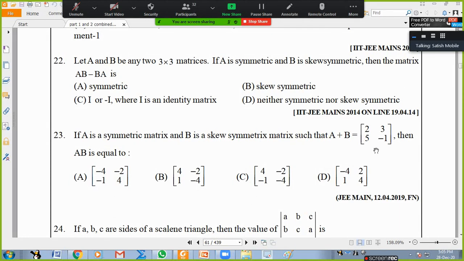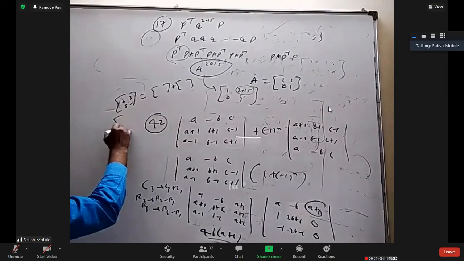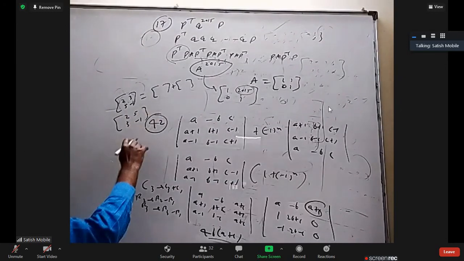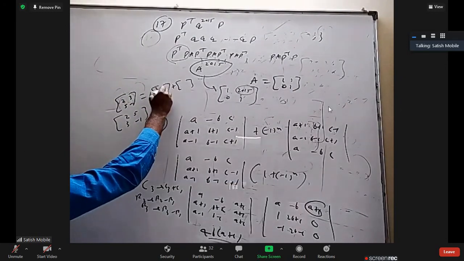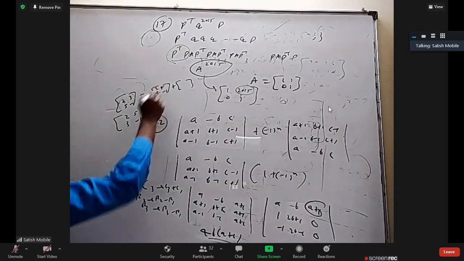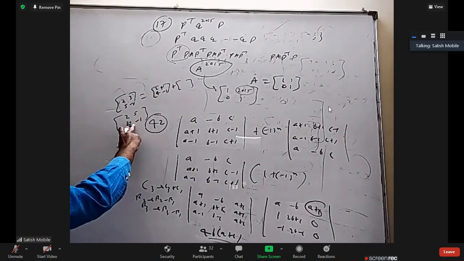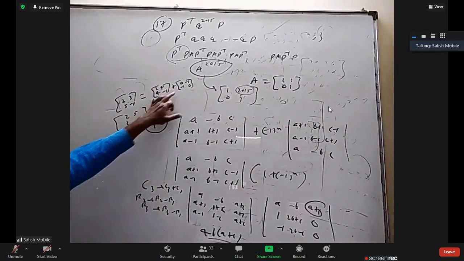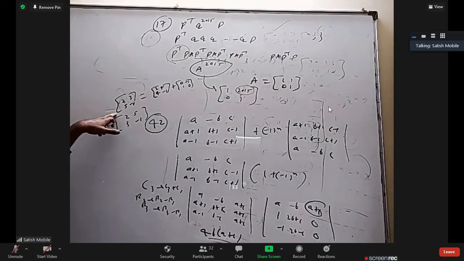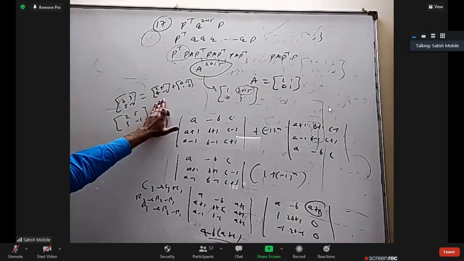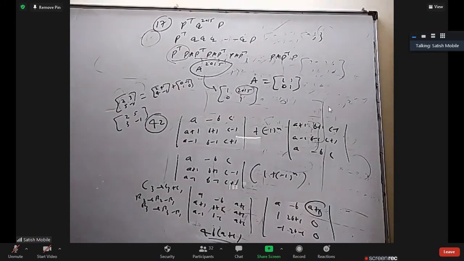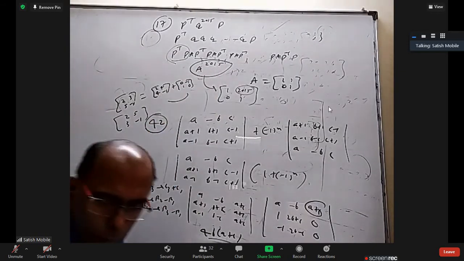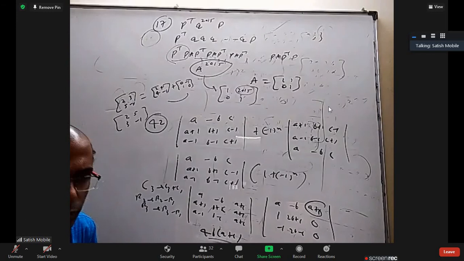So 2, 3, 5, minus 1. 2, 3, 5, minus 1. But the transpose is 2, 3, 5, minus 1 like this. When you add these two and divide by 2, you will get 2 here, minus 1 here, 4, 4. From this, if we subtract this and divide by 2, 0, minus 1, 0. And if you add these two, this will come. You can see that. So I am able to write it as symmetric and skew symmetric. Now you have to multiply these two to get the answer. Is it okay, Santosh? Yes, sir.